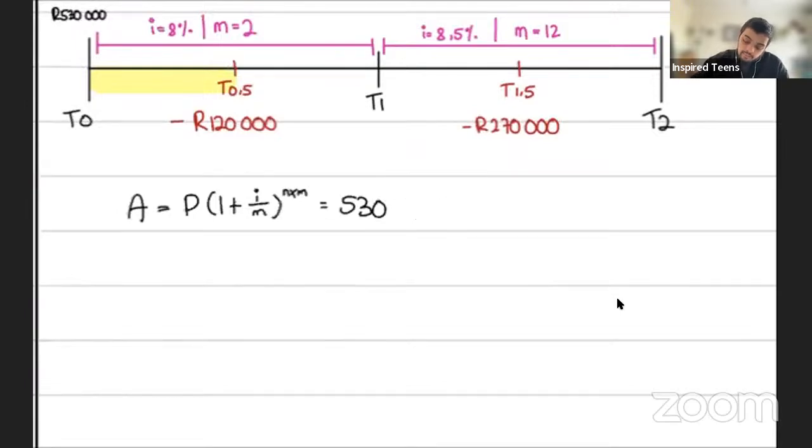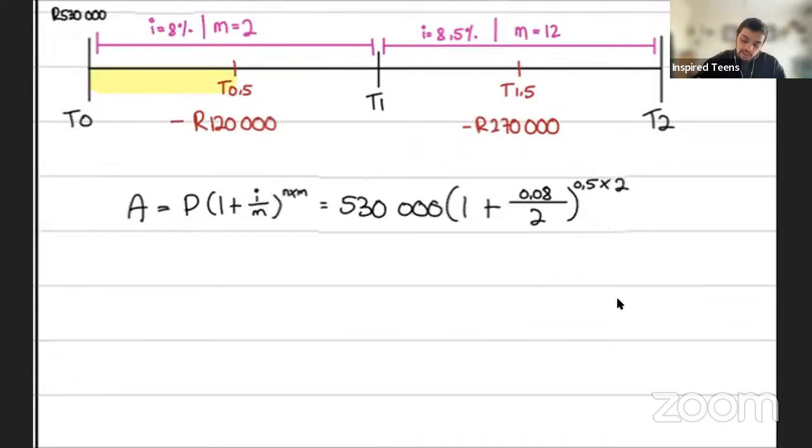1 plus I, the interest rate initially is 8%, so 0.08. Divided by how often is it compounded? It's compounded semi-annually, so divided by 2, to the power of N times M. How many years did it grow for before this change? It only grew for half a year, so 0.5 multiplied by M, which is 2. Okay, so that's how we represent that.